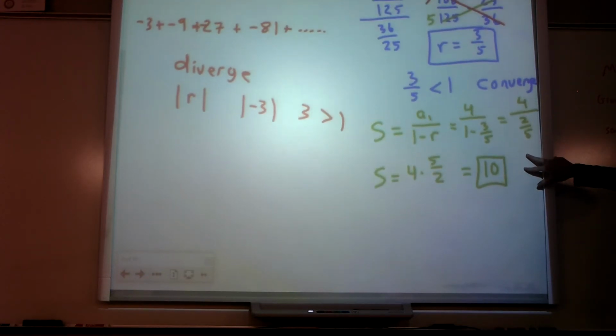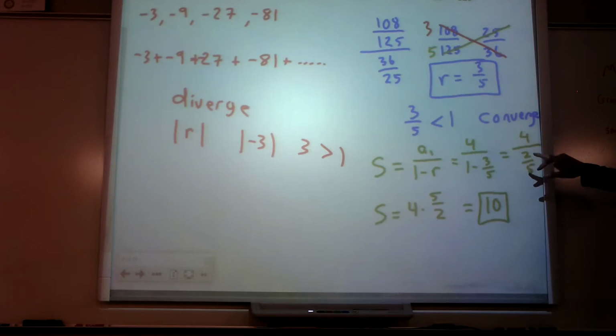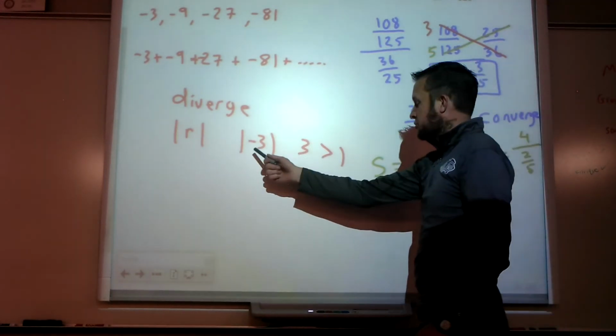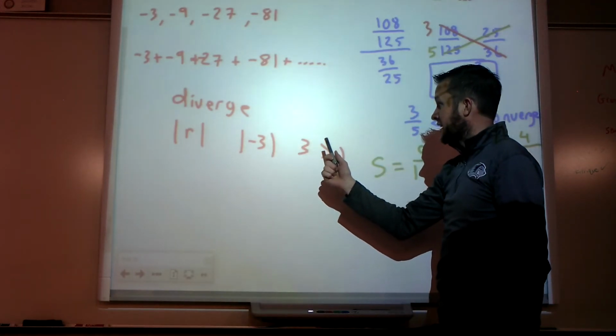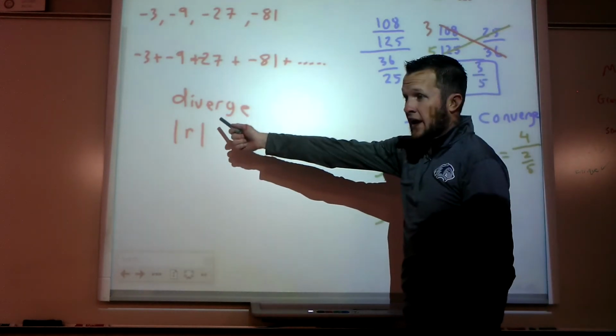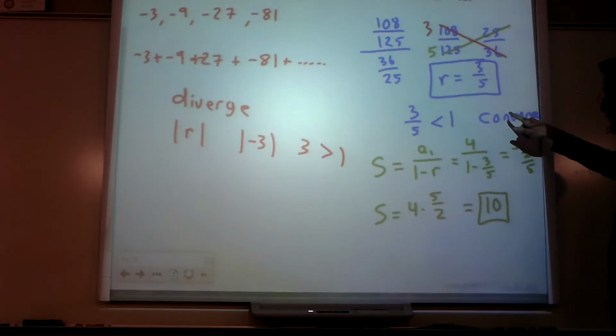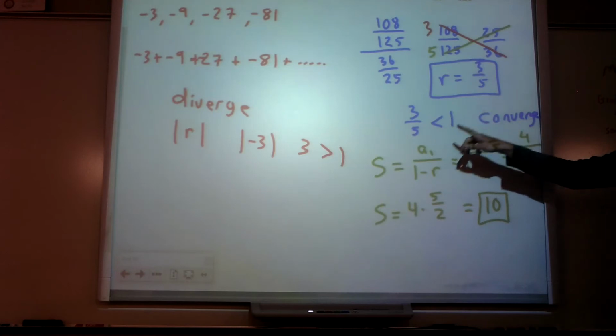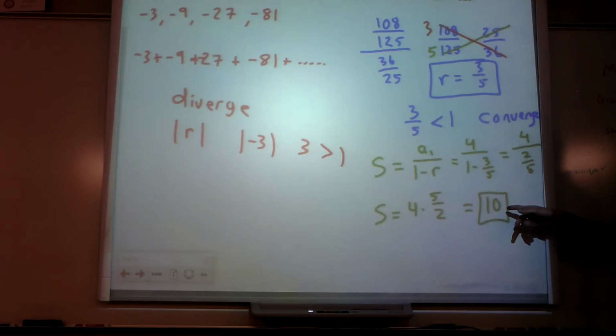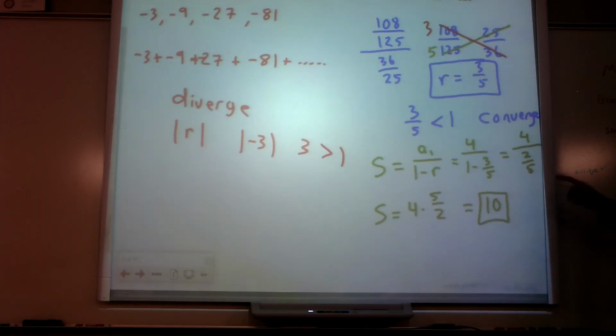The big takeaway here from these two problems is that based on the common ratio, it will converge or diverge. If the absolute value of your ratio is greater than 1, it will diverge. If the absolute value of your ratio is less than 1, then it will converge. And if it converges, you can use the formula to add up the series, even though it's infinite, and get a finite representation of the sum.